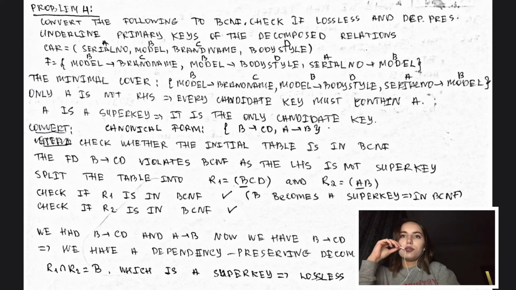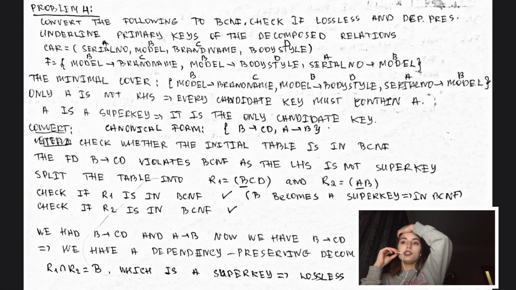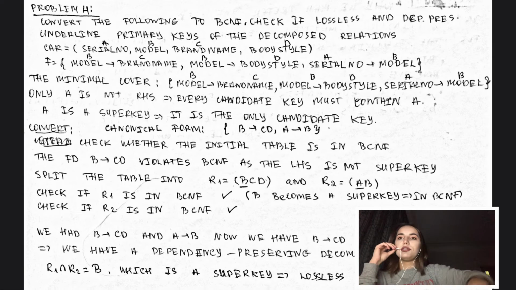First of all, we transform it to its canonical form, and we get B goes to CD instead of B goes to C and B goes to D. So we have B goes to CD and A goes to B, and our minimal cover is B goes to CD and A goes to B. We see that only A is not in the right-hand side. That means every candidate key must contain A. A is a superkey, and therefore it's the only candidate key.